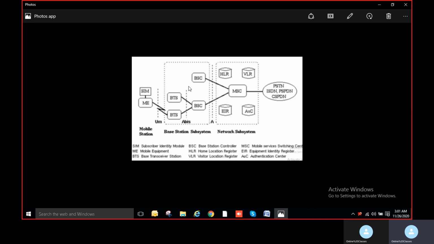3G operators have to maintain two core networks. One thing I forgot to tell you: in 2G we use only circuit switching, not packet switching. But 3G operators have to maintain two core networks, the circuit switch domain for voice and the packet switch domain for data. Means circuit switching and packet switching both were introduced in this.